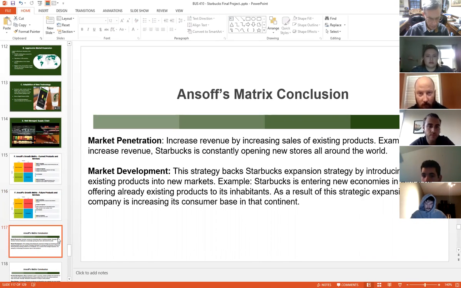Okay, as a conclusion of the aims of the matrix: market penetration is to increase revenue by increasing sales of existing products. An example is to open new stores all around the world. Market development backs Starbucks' expansion strategy by introducing already existing products into new markets. For example, entering new economies in Africa by offering already existing products to its inhabitants.